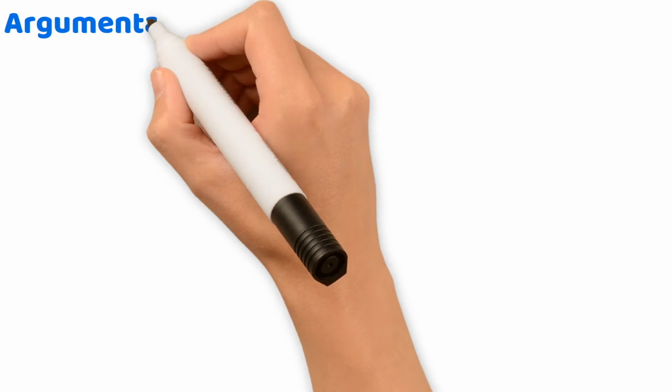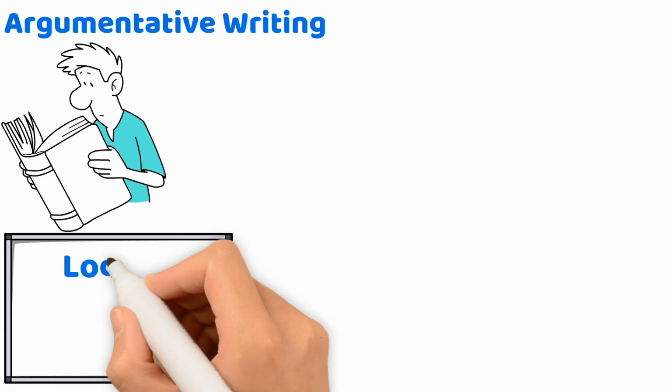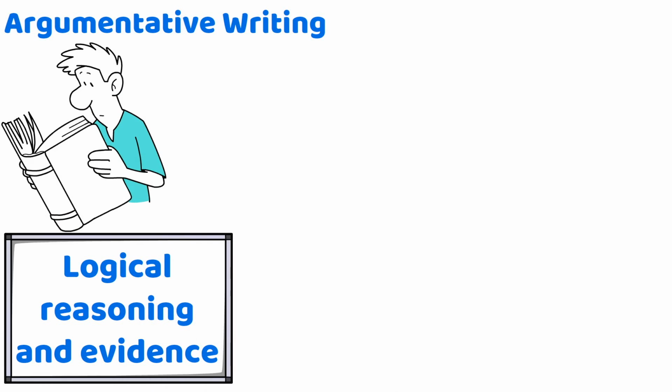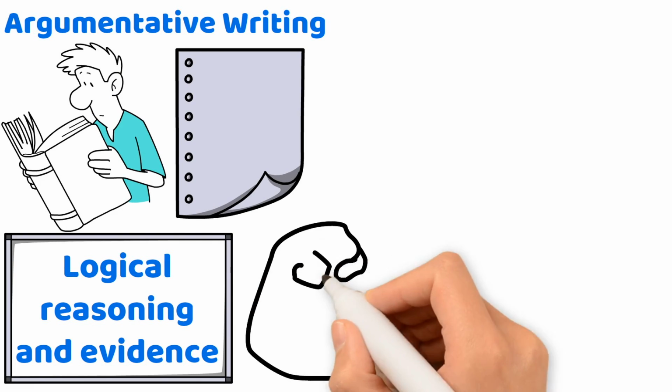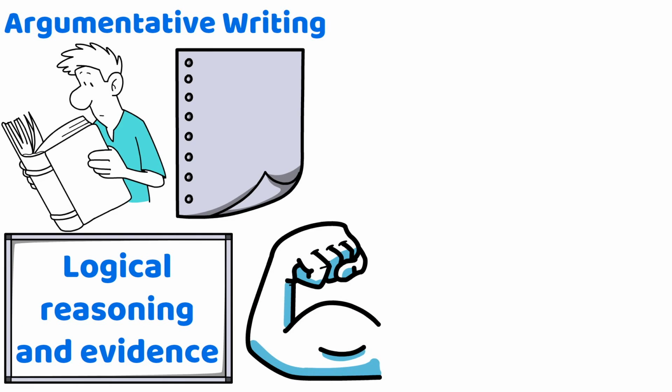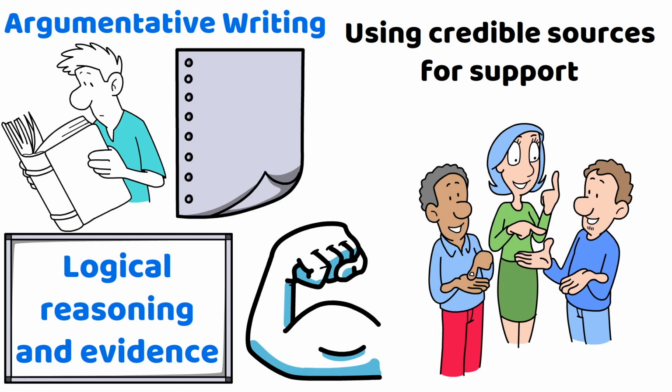Ready for more? Great! The third mode is called argumentative writing, which aims to persuade the reader to accept a particular viewpoint through logical reasoning and evidence. For these questions, look for strategies that focus on developing a strong thesis statement, using credible sources for support, and structuring arguments in a coherent manner.